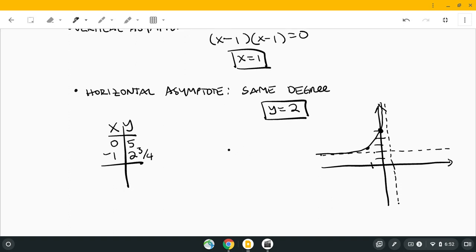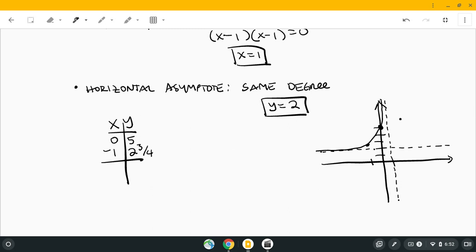All right, let's get some points over here on the right-hand side. So probably 2 and maybe 1.5, something close to the asymptote. All right, so let's pick 2 and 1.5. When I plug in 2, I get 5. When I plug in 1.5, I get 14. Let's pretend 14 is up here, and then 2, and we get 5.